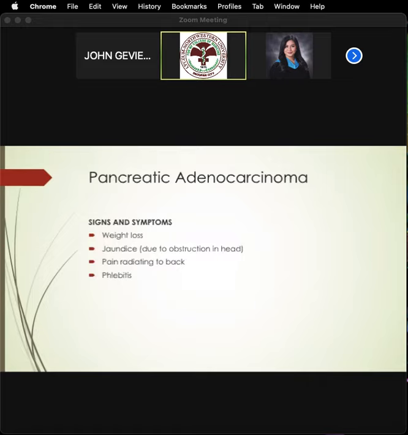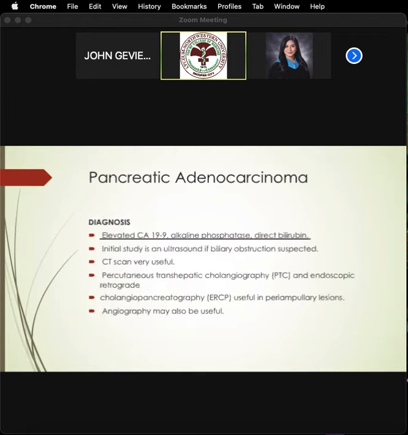But if your patient already has pain radiating to the back, which is common to body and tail adenocarcinoma, that's the common symptom of pancreatic adenocarcinoma in body and tail. Pain radiating to the back means there's already encasement of the celiac plexus. That's why the pain is very striking. Okay? So at this time, the tumor in the body and tail is already unresectable because it has encased the celiac plexus, causing pain. Of course, there's also phlebitis in pancreatic adenocarcinoma.